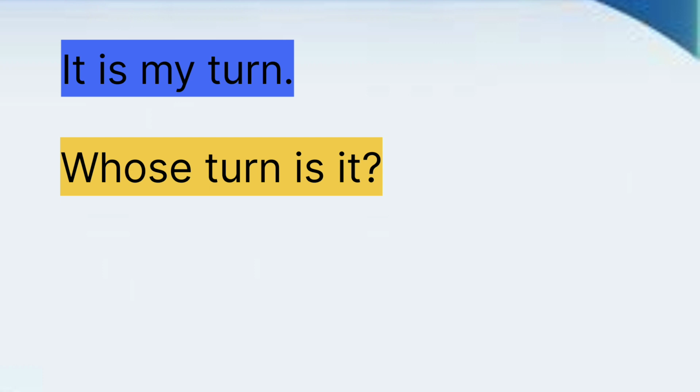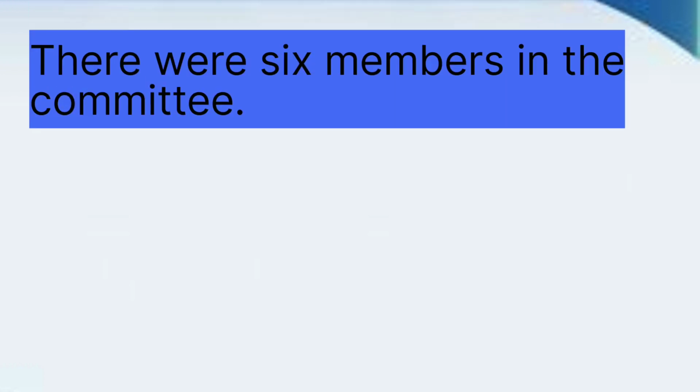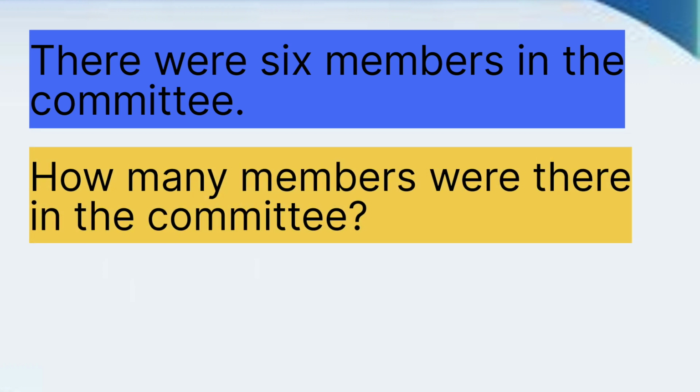Next example. I am happy because I scored good marks in the final exam. The underlined part is because I scored good marks in the final exam. The question is, why are you happy? Next example. There were 6 members in the committee. The underlined part is 6 members. The underlined part is to know about countable nouns. So, how many members were there in the committee? Here we have followed WH word plus noun plus auxiliary verb plus subject, at the end question mark.